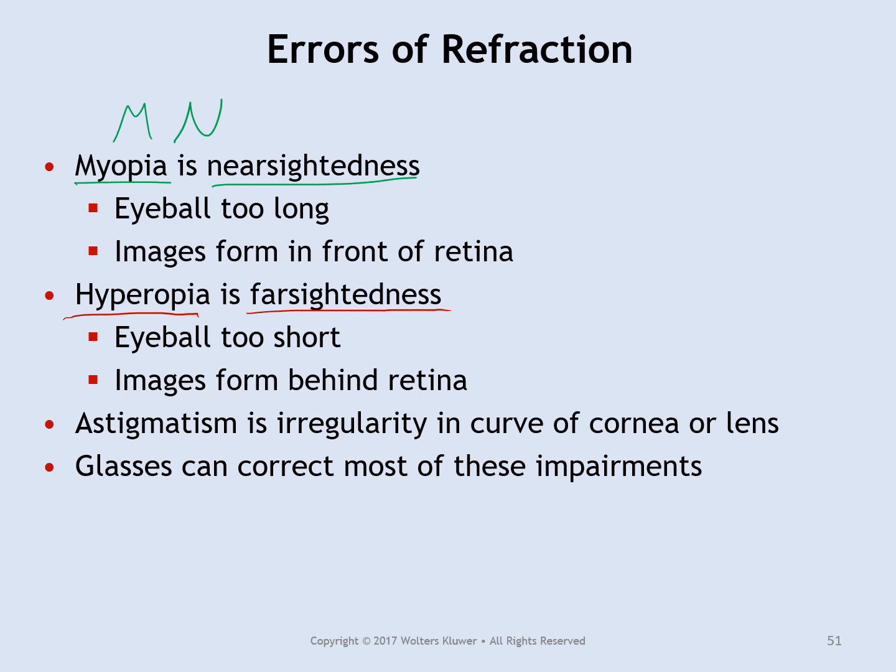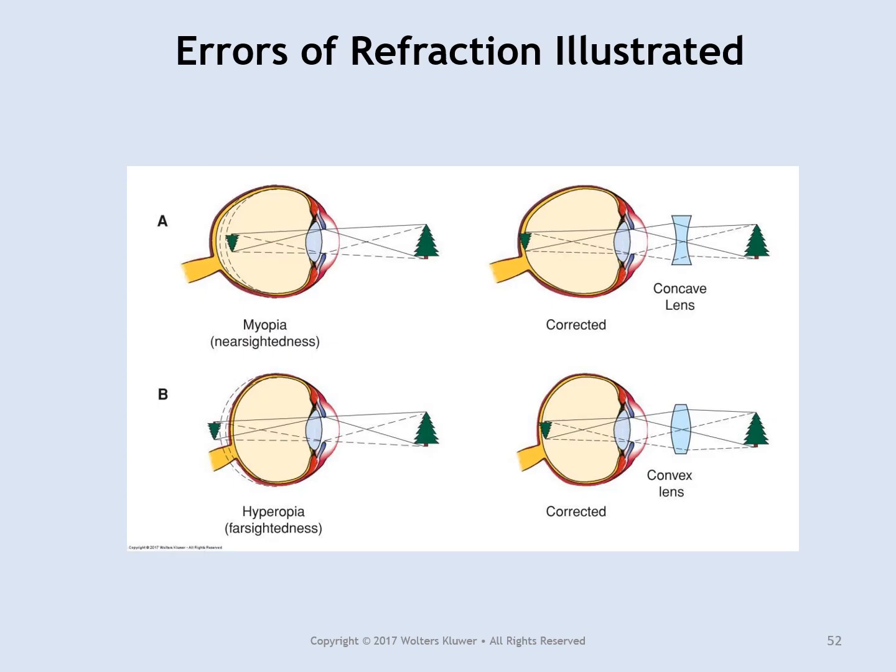Astigmatism happens when the cornea or the lens have an abnormal curve. Maybe they kind of bulge out a little too much. Glasses and contacts can usually correct just about all of these. And then, of course, there is laser eye surgery, which is used for just about all of these conditions as well. So here's an example of what I mean by an eyeball that's too long or too short.